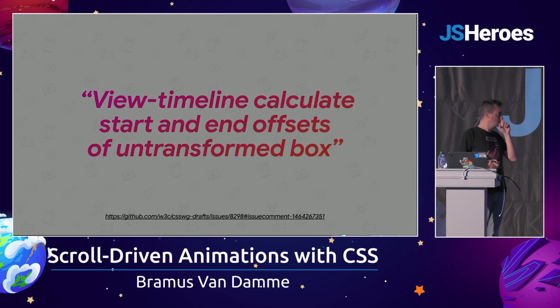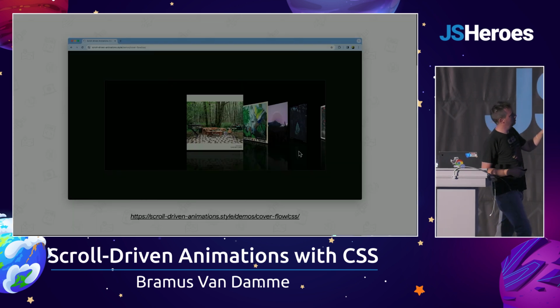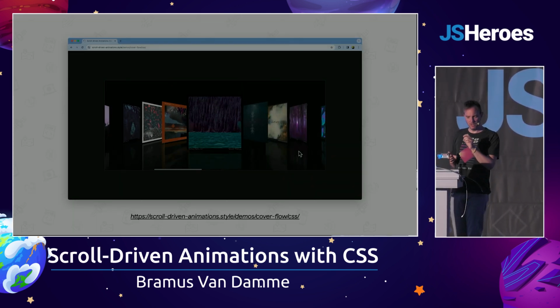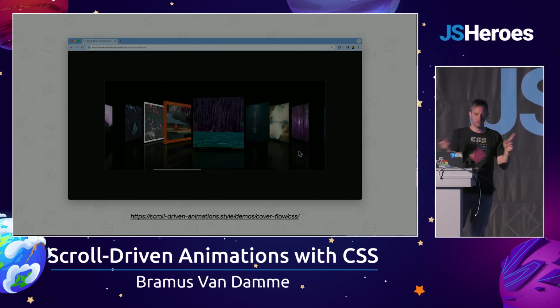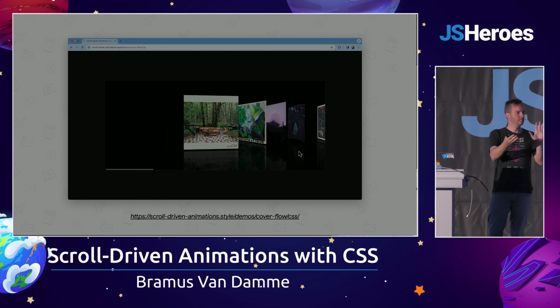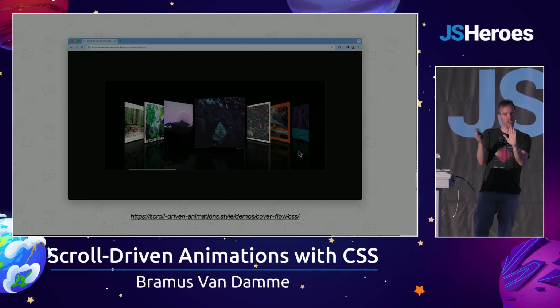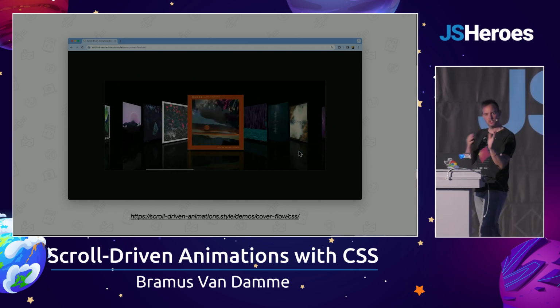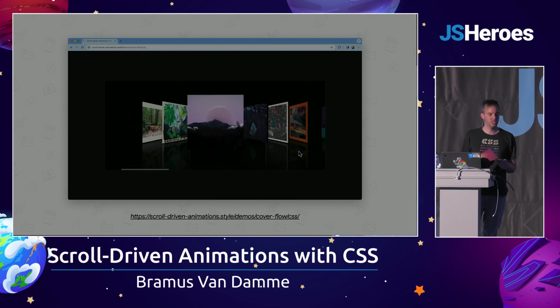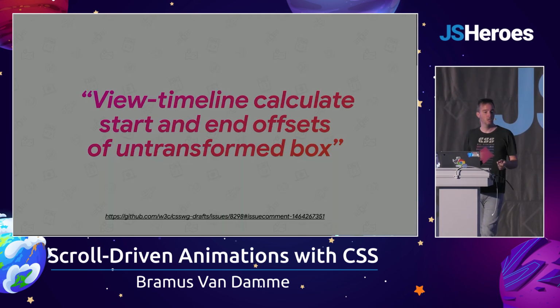Now, you might be wondering, okay, whoa, there's something weird going on, because as you are scrolling, these cards rotate, which means their relative position within the scroller also changes. So wouldn't it have loops going on to detect the position? Well, the answer is no, because the start and end offsets are calculated against the untransformed box.